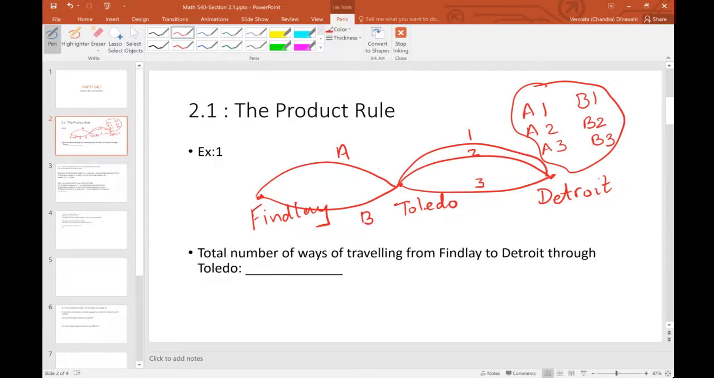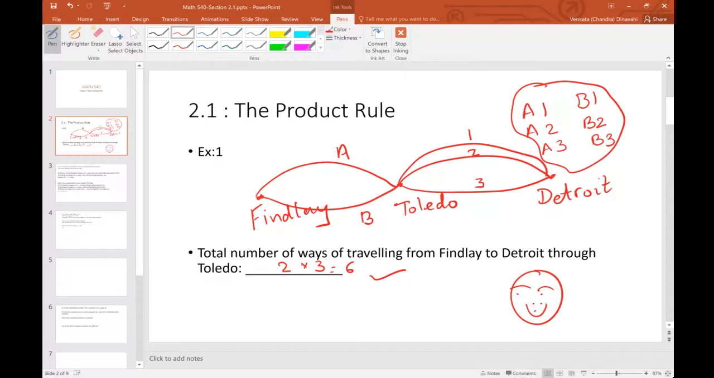This is the basic idea of the product rule. That means I can do the first job of going from Findlay to Toledo in 2 different ways, and I can pick the second job, which is completely independent of the first one, in 3 different ways. So I can do both these jobs one after the other in 2 times 3, 6 different ways. So the total number of ways of doing this job is 6.